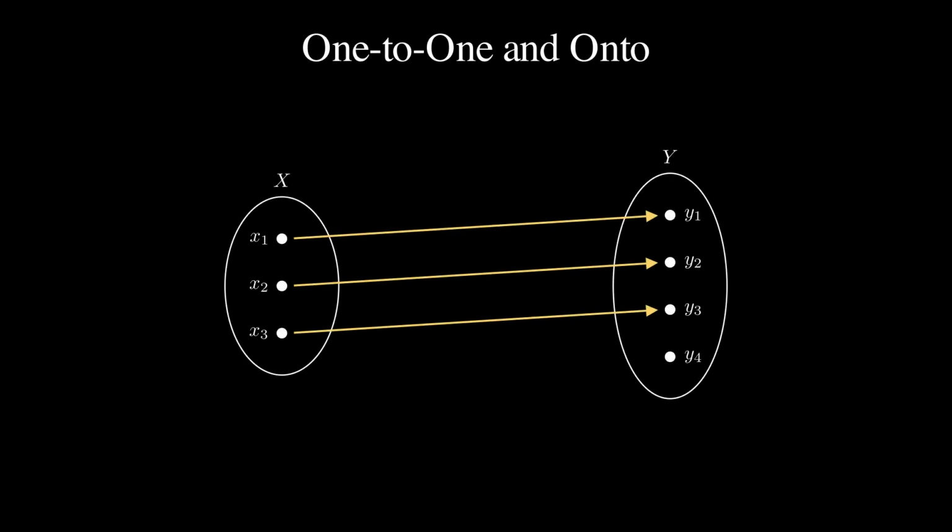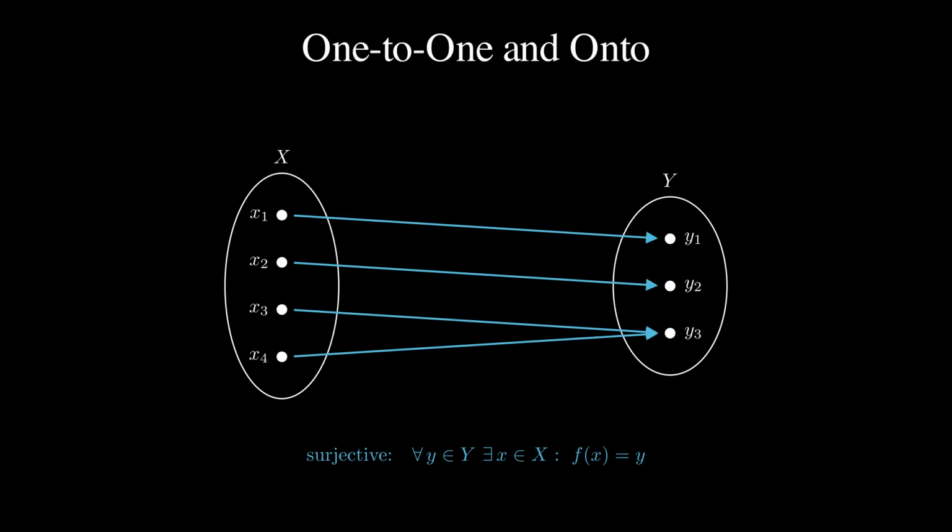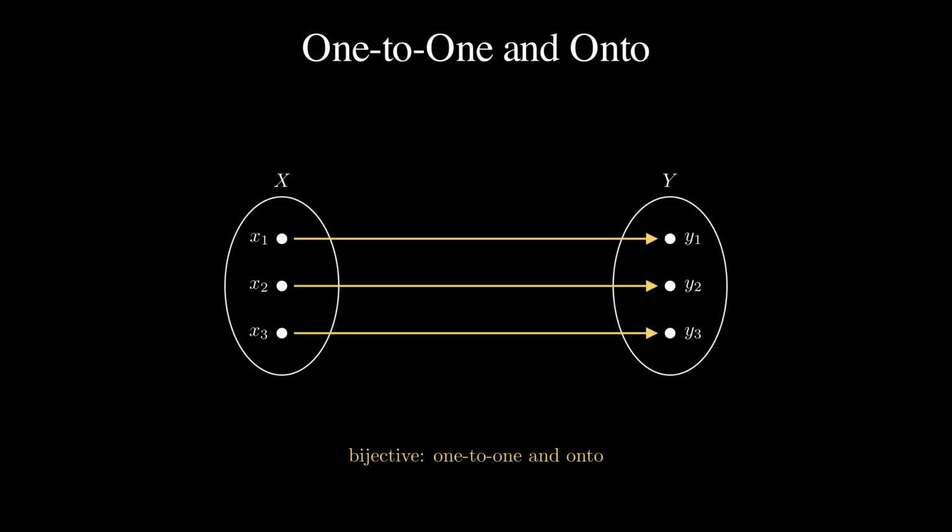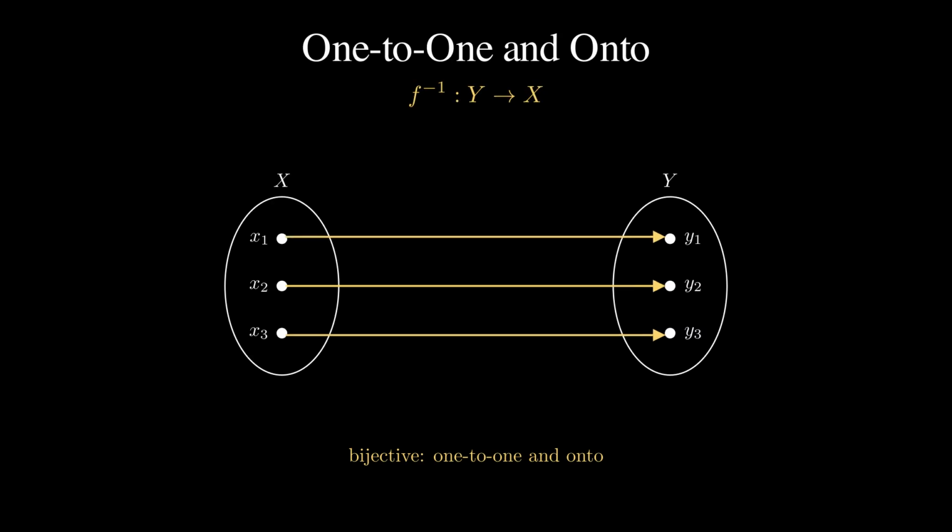A function is injective or one-to-one if it never sends two different inputs to the same output. Distinct inputs, distinct outputs, no collisions. A function is surjective or onto if its image is the whole codomain. Every target value is hit by at least one input. Nothing is missed. A function that is both one-to-one and onto is a bijection. Every output is hit exactly once. And that is exactly when an inverse exists. The inverse maps y back to x, undoing the original, and the preimage of every value is a single point.